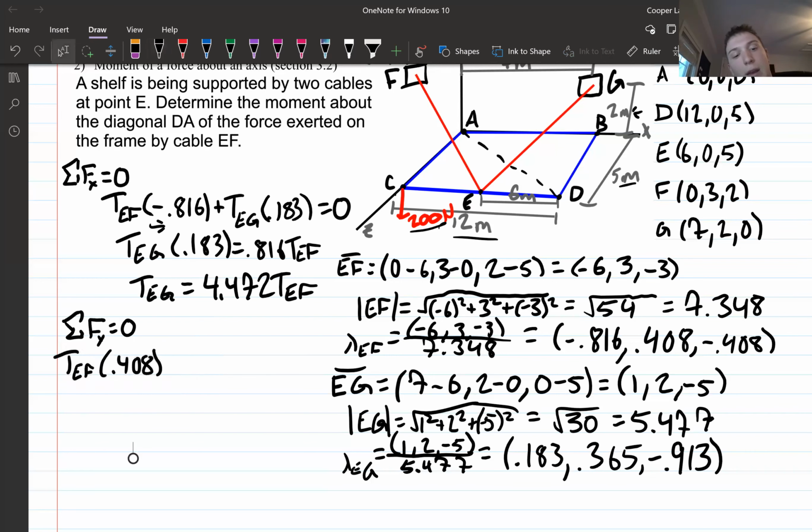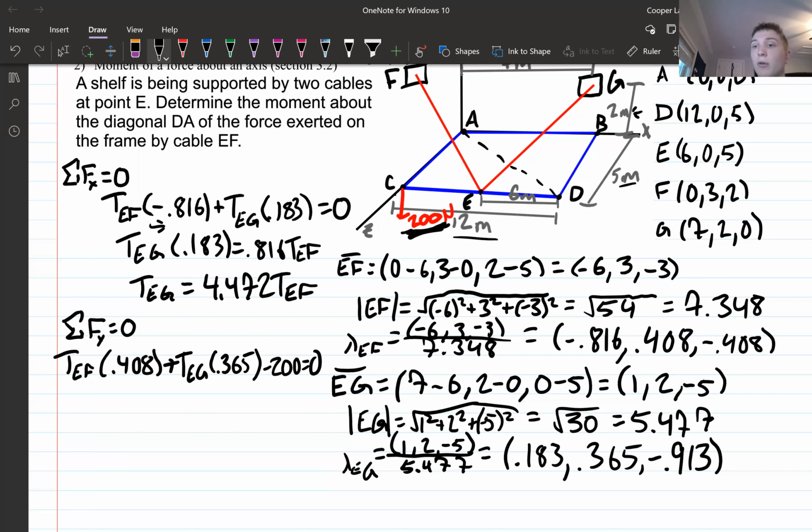There we go. And now we're going to add our TEG. Now keep in mind, we will substitute this out, but we're not yet. And we're going to grab our value in the y direction of 0.365. Now, because we know this 200 here, back up here at the graph, and that's downwards and only in the y direction, that means we're going to do minus 200, and this all equals 0. So now we're going to do our substitution.